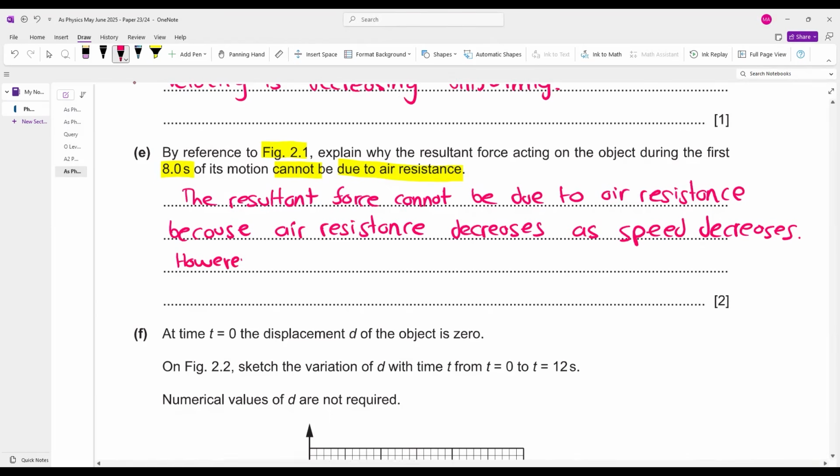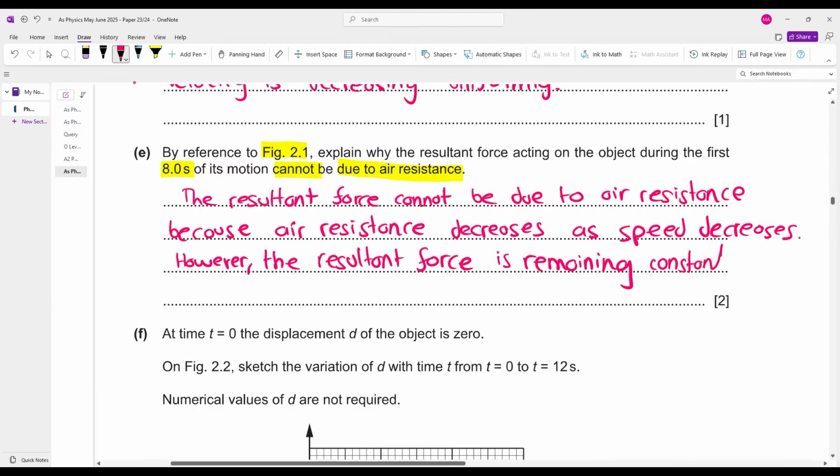However, the resultant force is remaining constant instead of decreasing. Simple, easy peasy, nothing complicated here. Let's further move ahead.